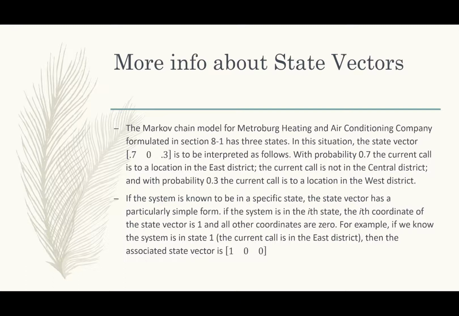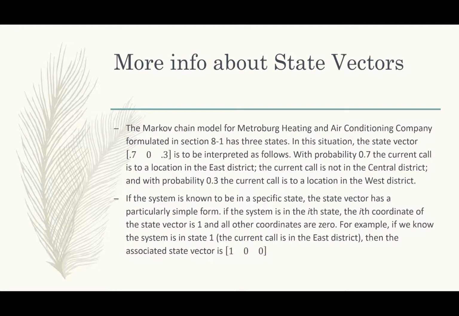So let's look at an example of how a state vector would be used. Let's look at the Metroburg Heating and Air Conditioning Company that we talked about in section 8.1, which has 3 states. This was about a dispatcher, and the dispatcher sends out trucks to different jobs for this heating and air conditioning company. One driver who's been keeping up with where he's been going has come up with these probabilities, 0.7, 0, and 0.3, as a state vector. It was east, central, and west, I believe, with east being 1, central being 2, and west being 3.